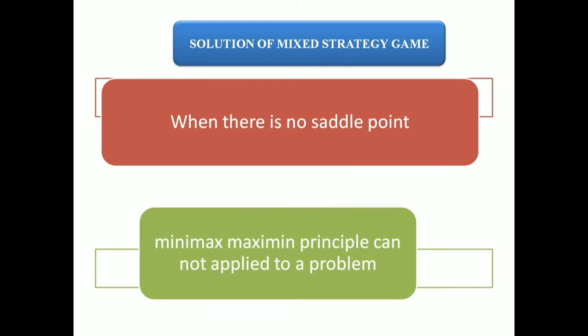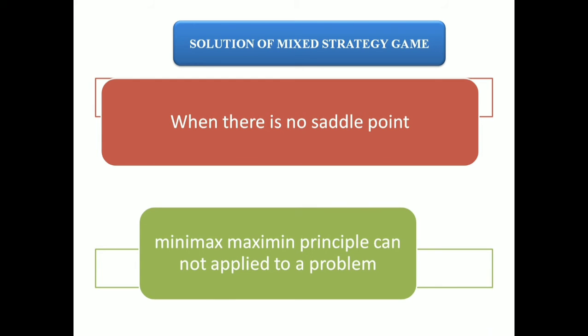Then let us see how to solve a mixed strategy game. These are the two important conditions under which we go for solving a mixed strategy game. The first one is that there is no saddle point. That means there is no maximin and minimax situation; the maximin minimax principle cannot be applied to the game problem. In that case, it is called a mixed strategy game.